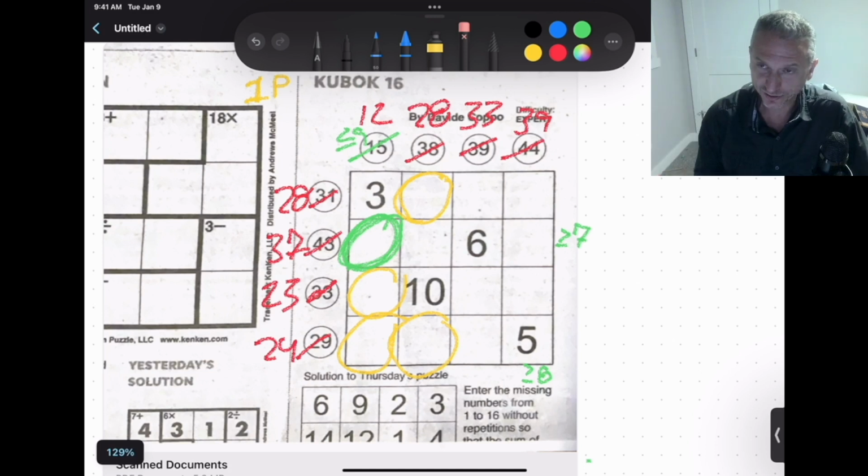Okay? So now let's first of all go ahead and look at this green cell. That green cell right here, we're going to call it A. A, we know that A is less than or equal to 9, and it's greater than or equal to 8. Or sorry, 7.